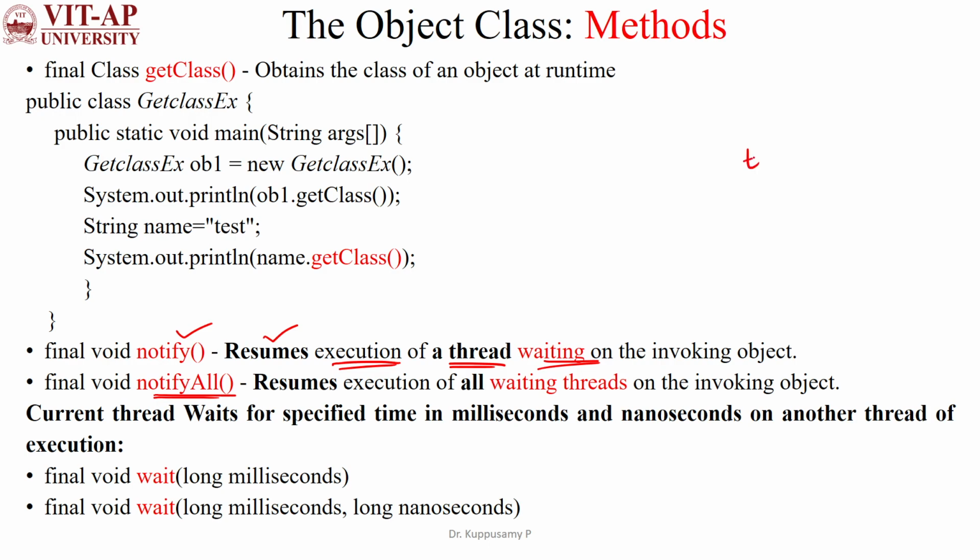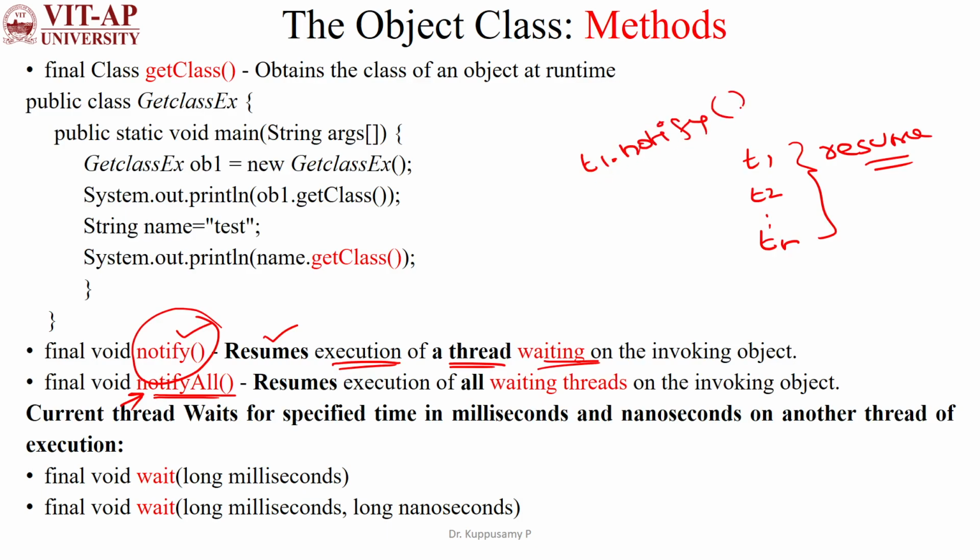Here notifyAll is another method. Many threads, t1, t2, up to tn, will be there. If these threads are waiting in the queue, all the threads will resume execution when you call the notifyAll method. But with the notify method, suppose I use t1.notify, then only thread 1 will continue the process, and the rest of the threads stay in the waiting queue. So there is a difference between the two methods.